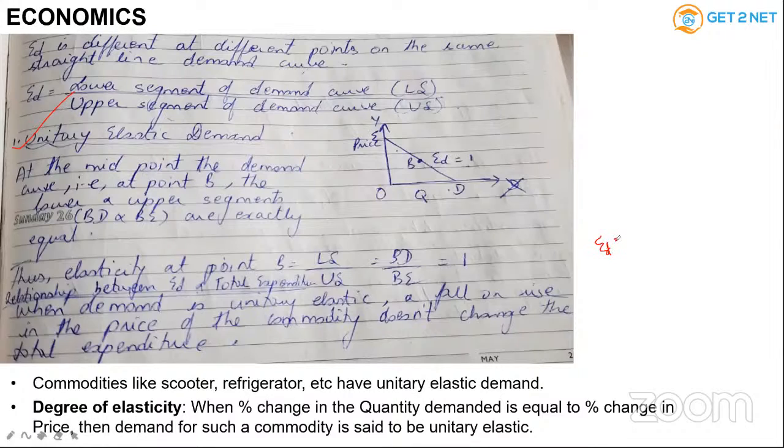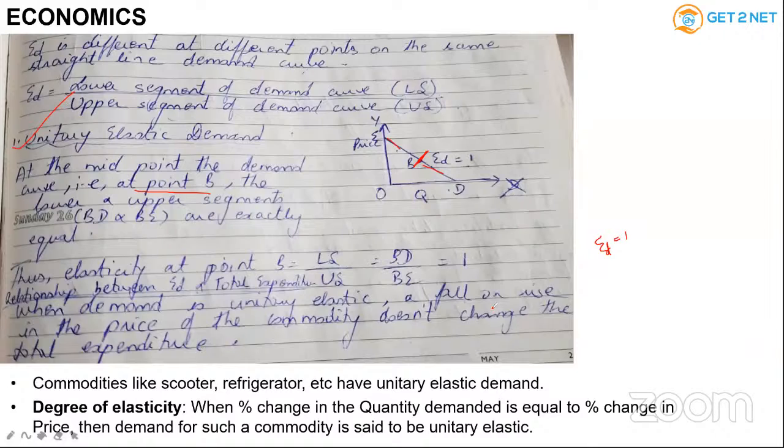Now the diagrammatic view is this. At the midpoint of the demand curve line, that is point B, the lower and upper segments, BD is the lower part and BE is the upper part, are exactly equal. So if you get such a diagram, with a point on the midpoint of the demand curve, elasticity at point B is always equal to 1.